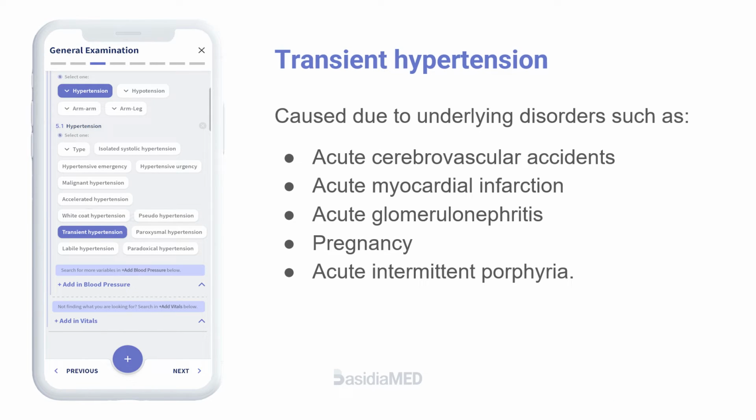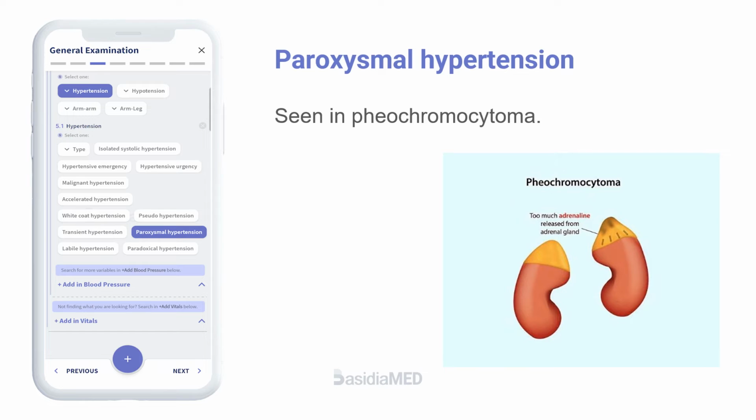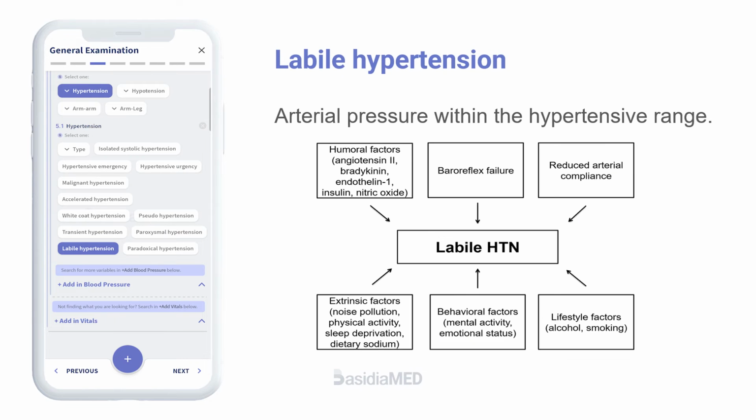Transient hypertension is seen for a transient phase of time, when the patient is under stress, or when he is having an underlying disorder. Seen in acute cerebrovascular accidents, acute myocardial infarction, acute glomerulonephritis, pregnancy, and acute intermittent porphyria. Paroxysmal hypertension. This is seen in pheochromocytoma. However, a patient with pheochromocytoma may be normotensive, hypotensive, or hypertensive. Labile hypertension. Patients sometimes, but not always, have arterial pressure within the hypertensive range.